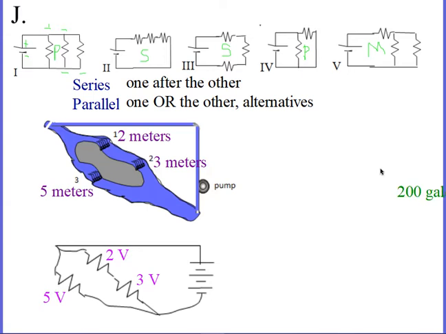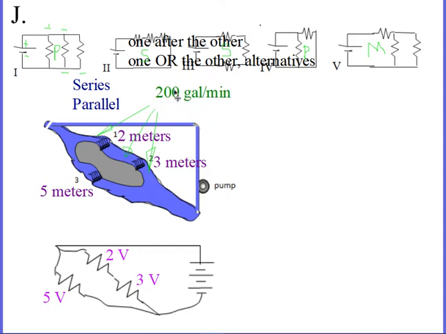Now, suppose that 200 gallons per minute were flowing through that resistor. Well, how much water would be flowing here? How much water would be flowing across that waterfall? And the answer is that across all of those places, it would be 200 gallons per minute that would be flowing.